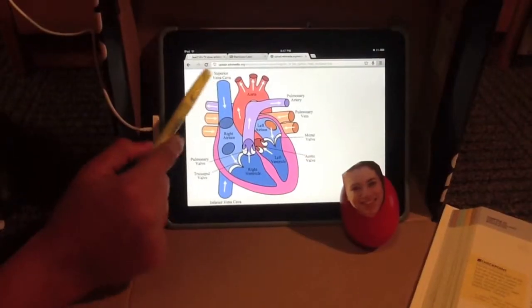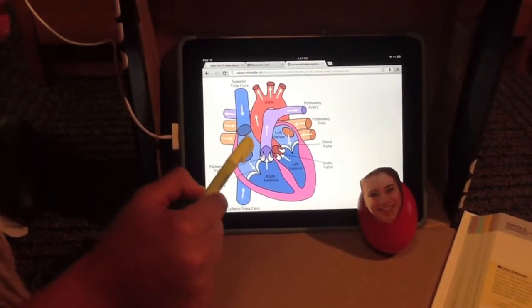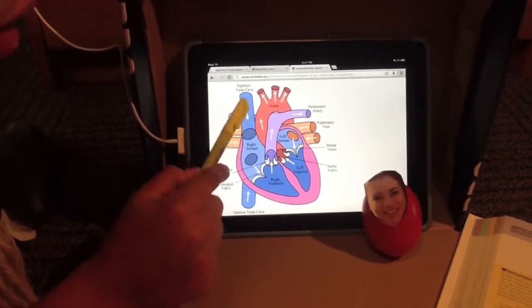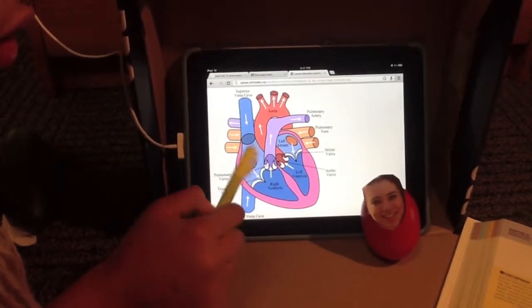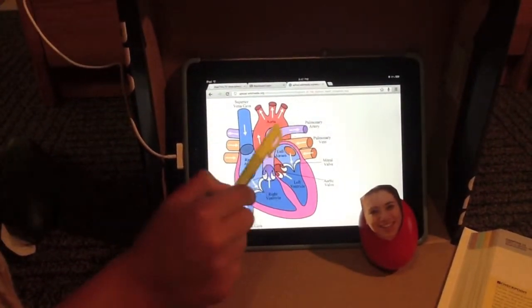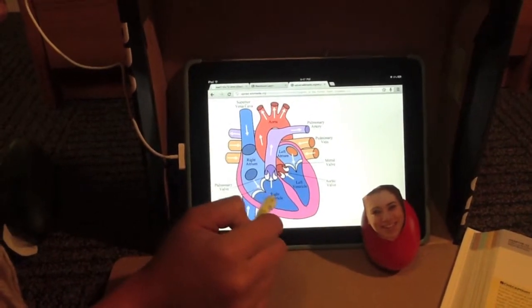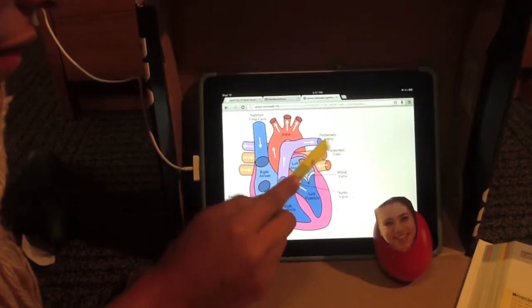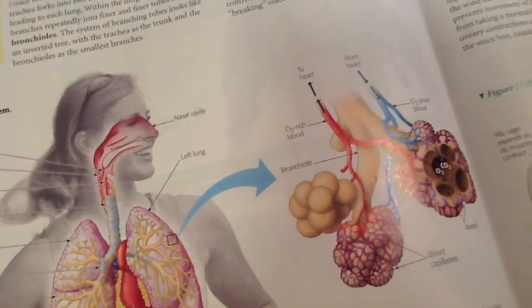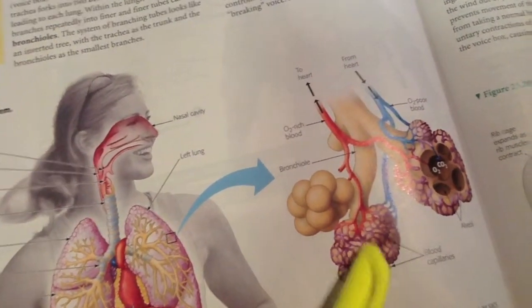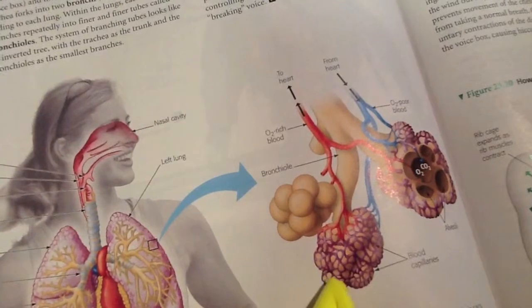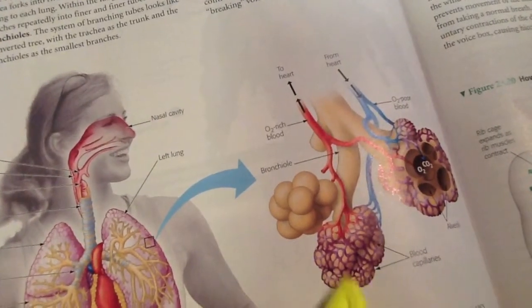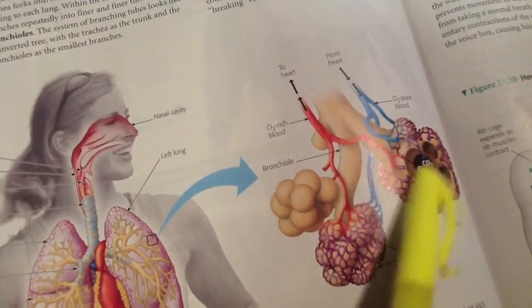Blood from the body enters the right atrium through the vena cava, blood flow. Atrium contracts, blood flows through the valve, to the right ventricle, blood flow. Right ventricle contracts, blood flows through pulmonic valve, through pulmonic artery, to the lungs. Blood flows through tiny capillaries. Oxygen travels from tiny air sacs and lungs. It's time for blood flow.